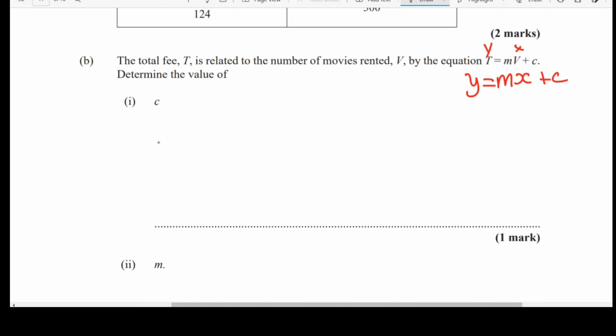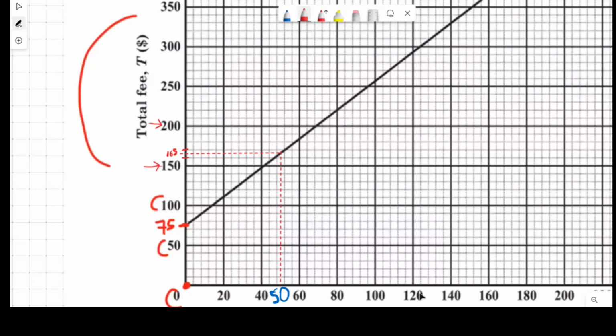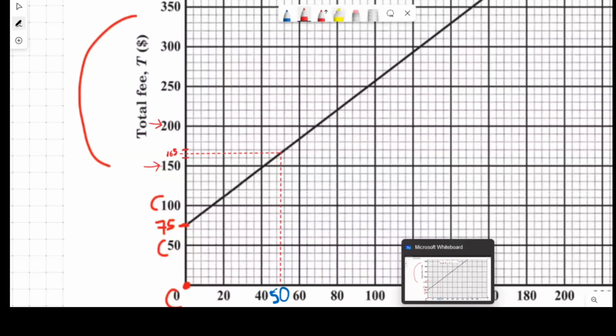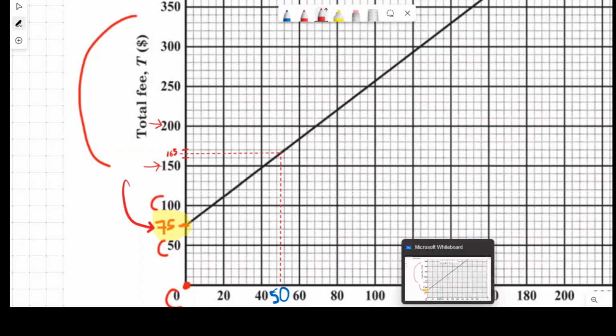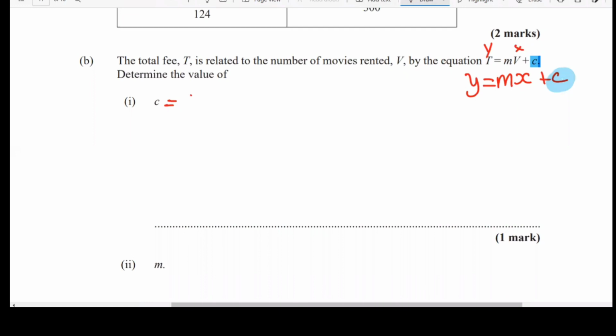All right. Now, C is the y-intercept, which means where it crosses the y-axis. Let's look. You could see for yourself that the graph crosses the y-axis at 75, just like that. So then we're talking about C is equal to 75 because it's the y-intercept. It's where the graph would have crossed the y-axis.